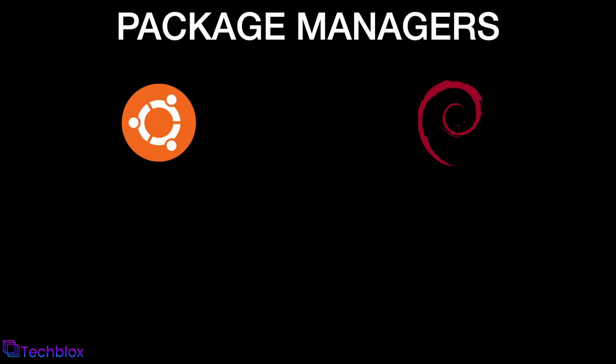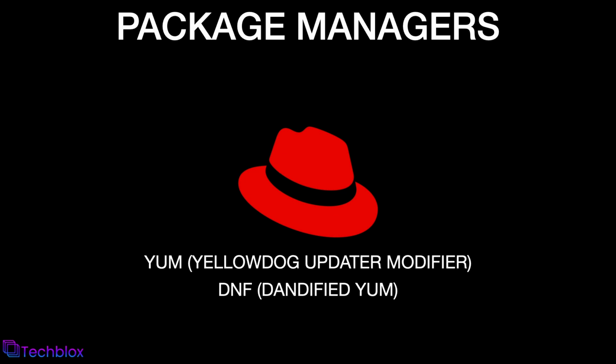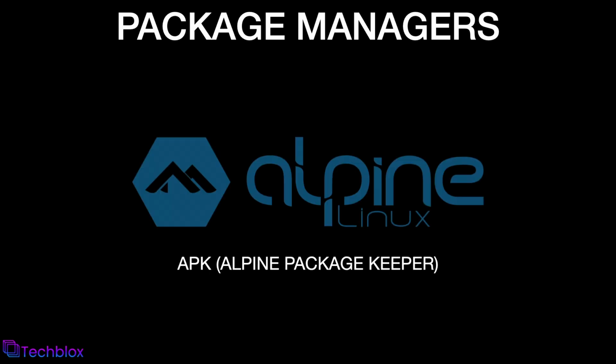Every distribution has a package manager to install, update, and remove software. Ubuntu and Debian both use apt. Red Hat uses yum or DNF, and Alpine uses APK. Package managers are how Linux stays modular and lean. They fetch binaries and dependencies from online repositories.